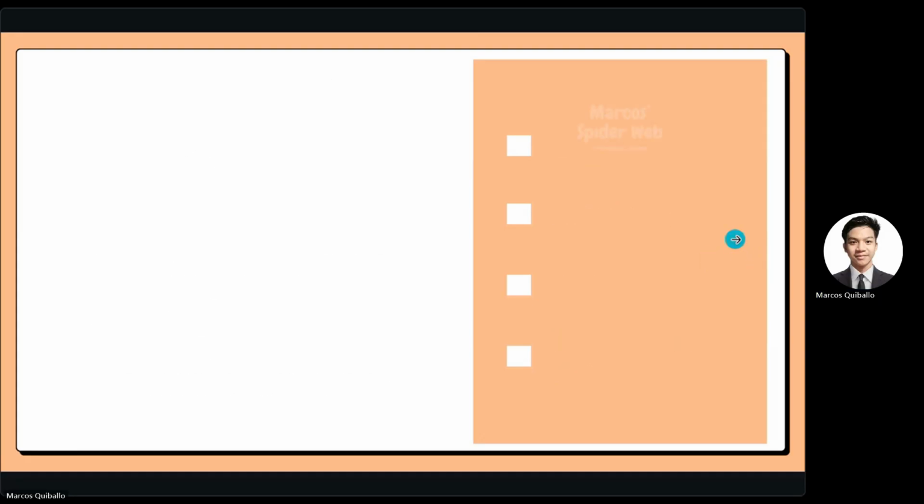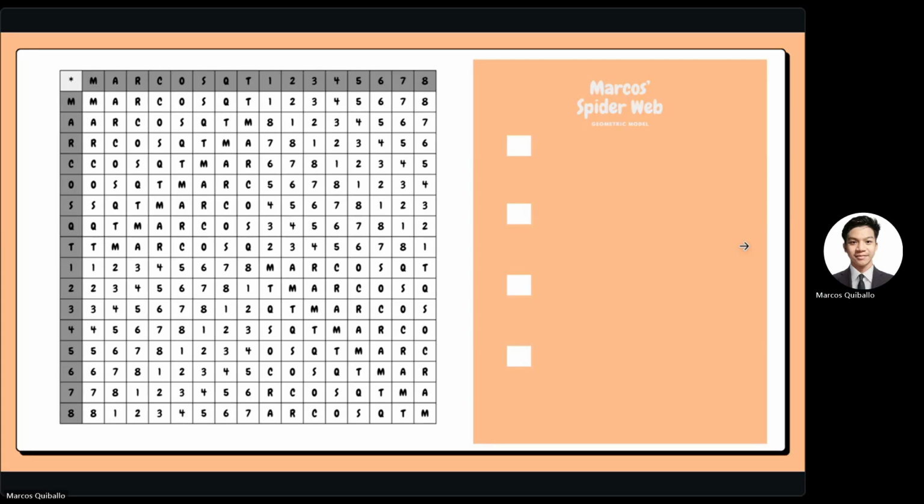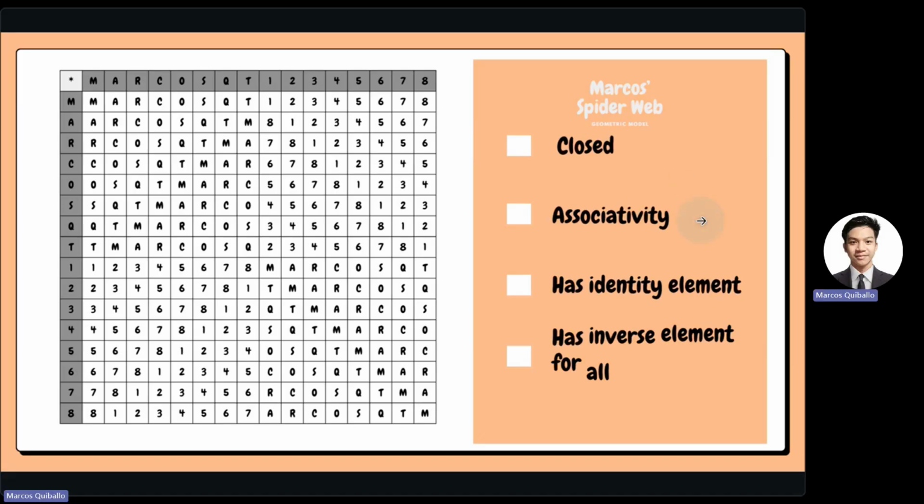So now, let us first verify if it is closed. Based on our table, we can check that all the resulting elements or outputs in our table are in the set of the numbers and letters we have in our geometric model. Therefore, it is closed.